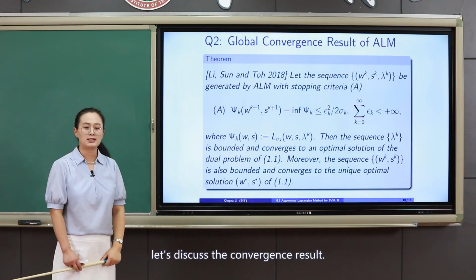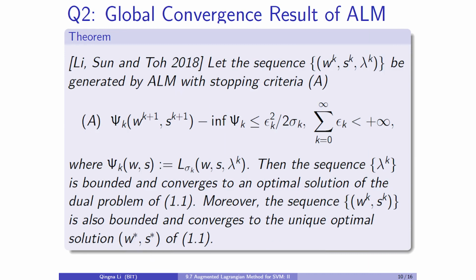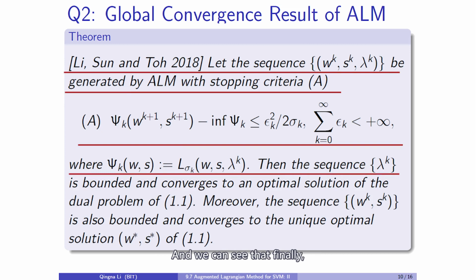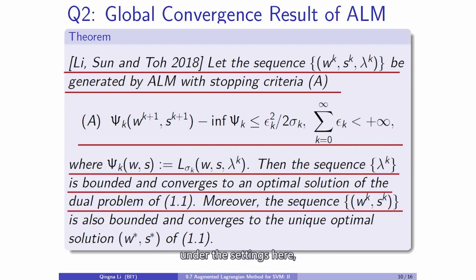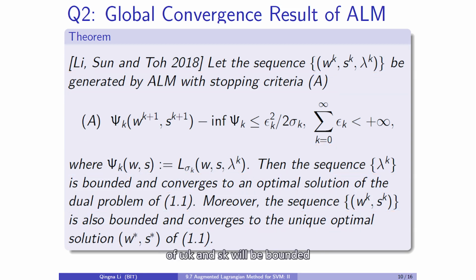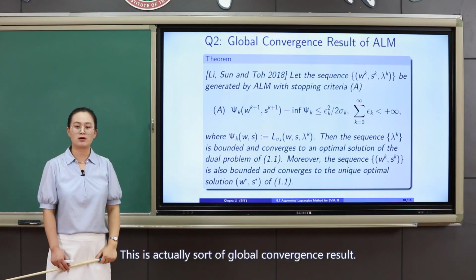Now finally, let's discuss the convergence result. For the global convergence result, we use the theorem in this paper, and we can see that under the settings here, we can guarantee that the sequence of omega_k and s_k will be bounded and converge to the unique optimal solution of the original problem. Okay, so this is the global convergence result.